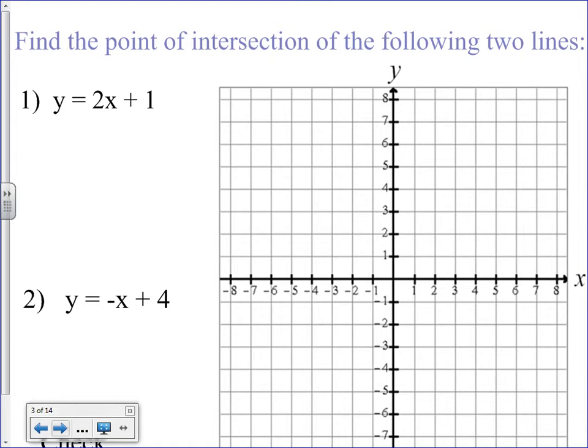This is already in slope y-intercept form. So we're going to go around the room. Joe, what is my slope here? So just 2 over 1. What is my y-intercept, Andreas? 1. So, Curtis, if I'm using the slope y-intercept method, I have my 2 pieces of information that I need.